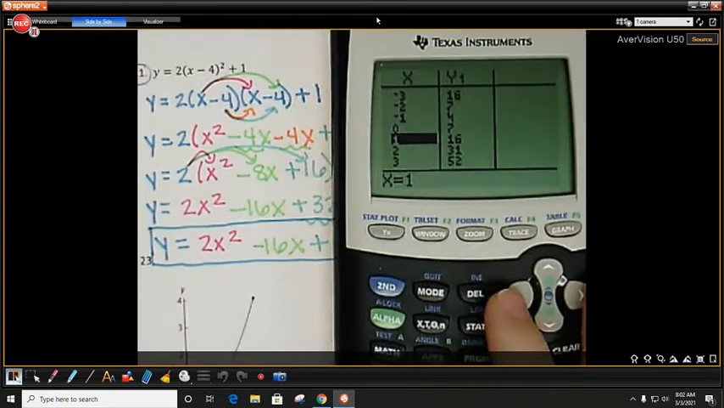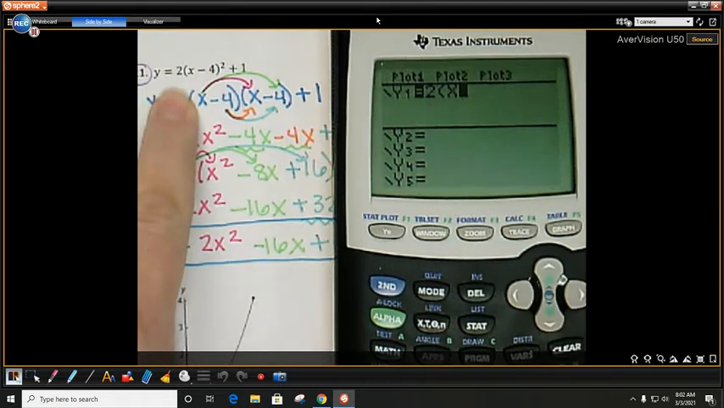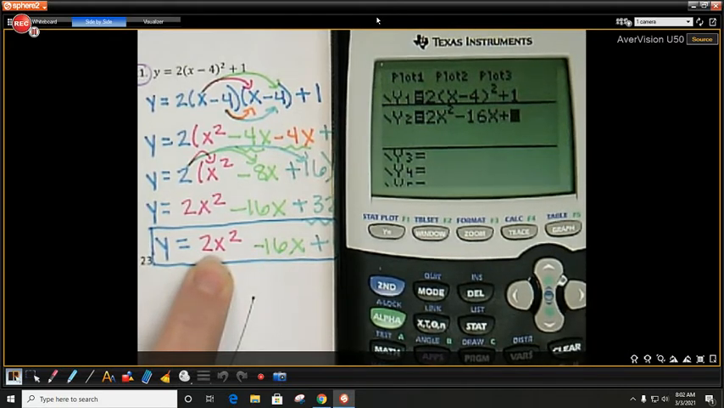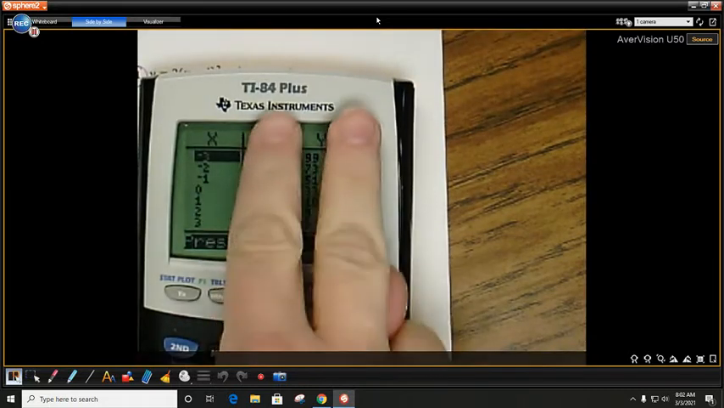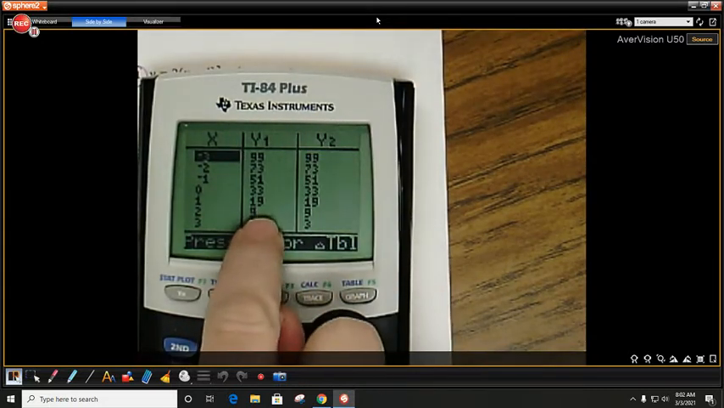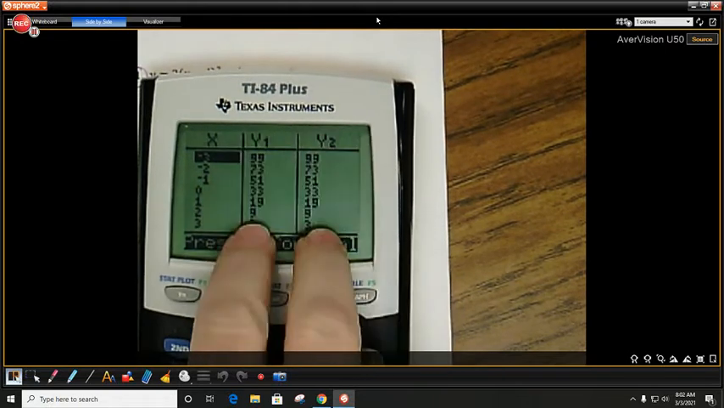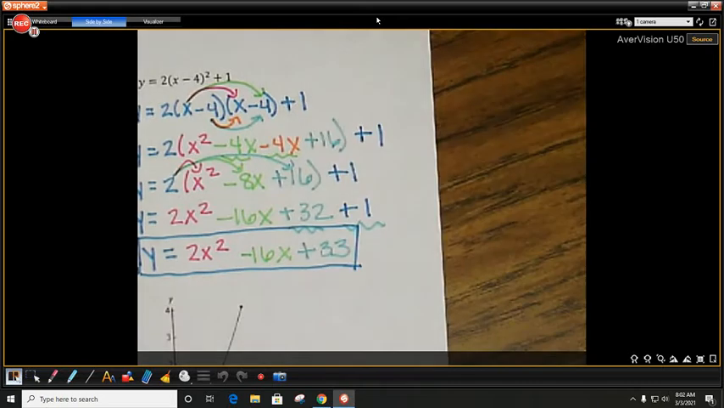So I'm going to go to my calculator, and I'm going to type both of these in. So 2 parentheses x minus 4 squared plus 1. And then I'm going to type in 2x squared minus 16x plus 33. And I'm going to pull up the table. And if you notice, the y1 and y2, this is the y values for the first function you put in. These are the y values for the second function you put in. Do those y columns match exactly? They do, meaning these are the same functions. So we did it correctly. Okay? So you can use the calculator on a lot of this test to double check your work.